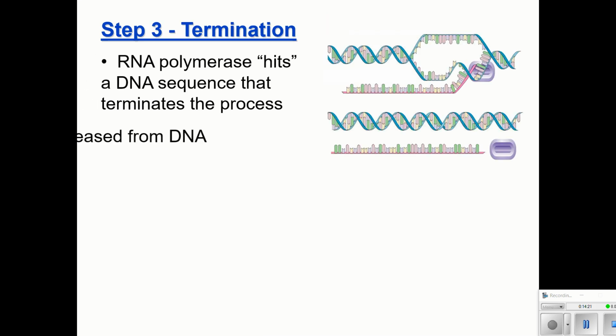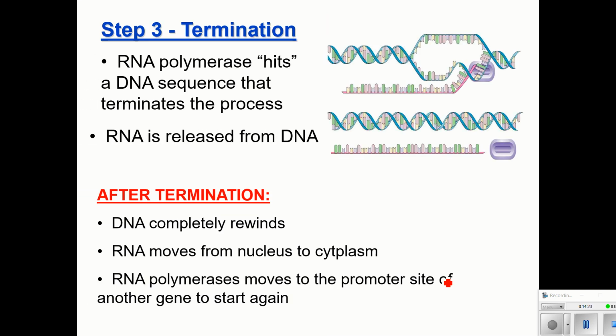All right, termination. The last step in this process is termination, where RNA polymerase hits a termination sequence in the DNA. Typically, this is a bunch of T's. So a series of T's in a row will cause the RNA molecule to be released from the DNA. The DNA will then completely rewind back up. The RNA will move to the cytoplasm, and RNA polymerase moves to the promoter site of another gene and starts to do that same process again.